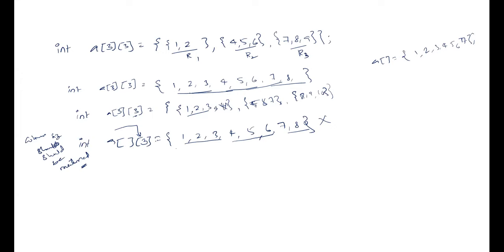So A of [3] can be done only in the initialization, it cannot be done in the declaration. This can be done only in initialization, where you have to give the values. This is about initialization of two-dimensional arrays.